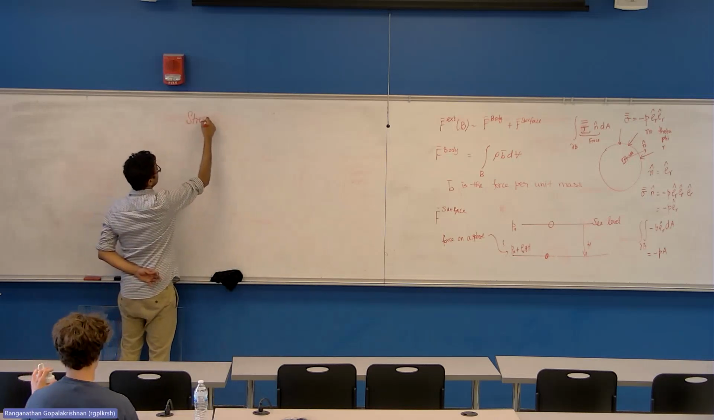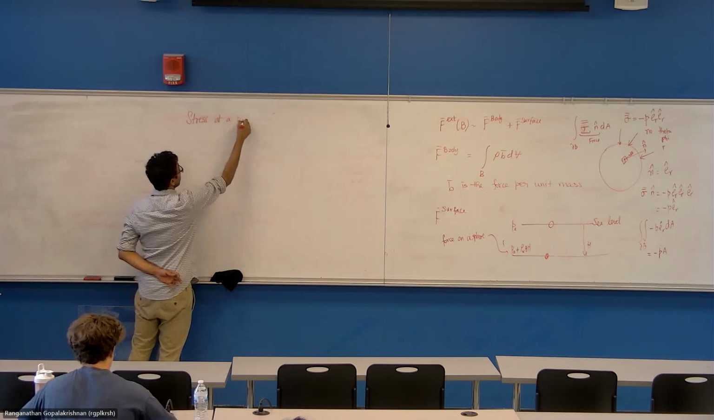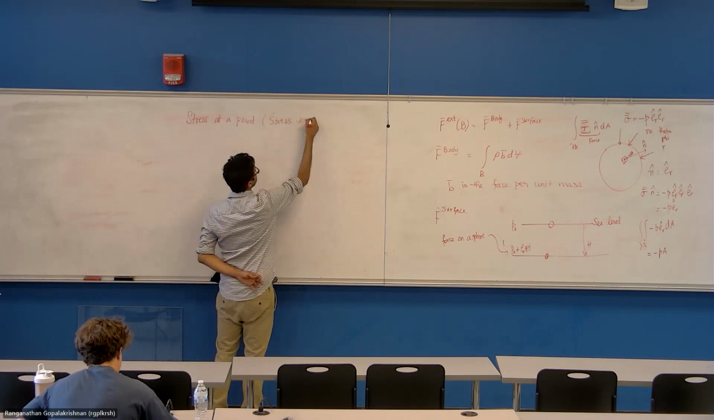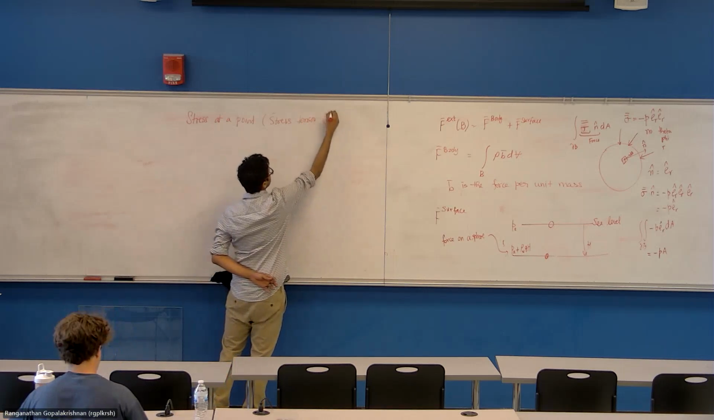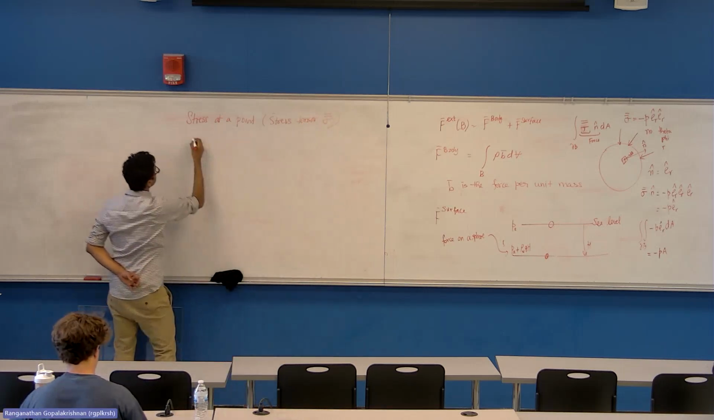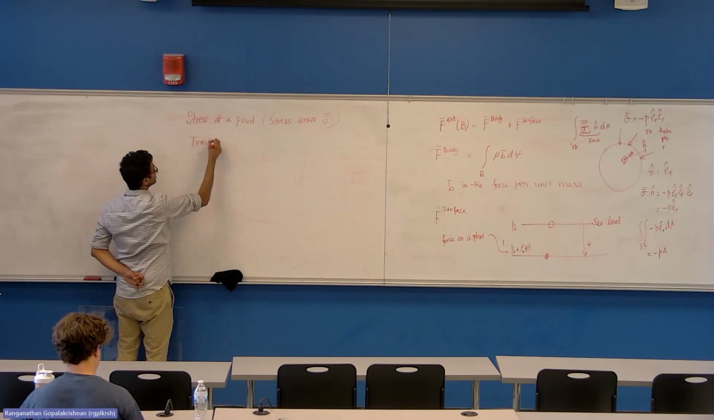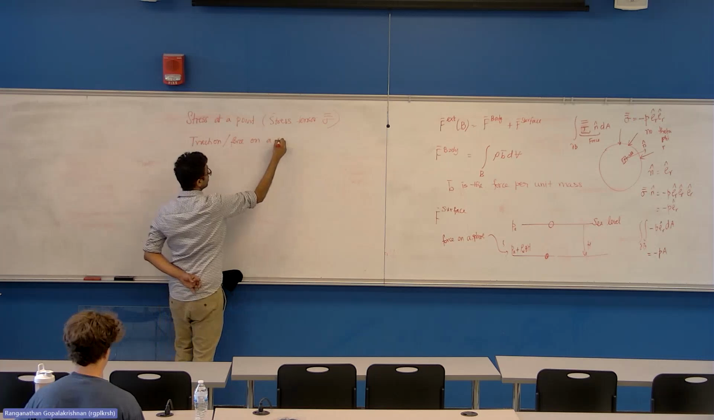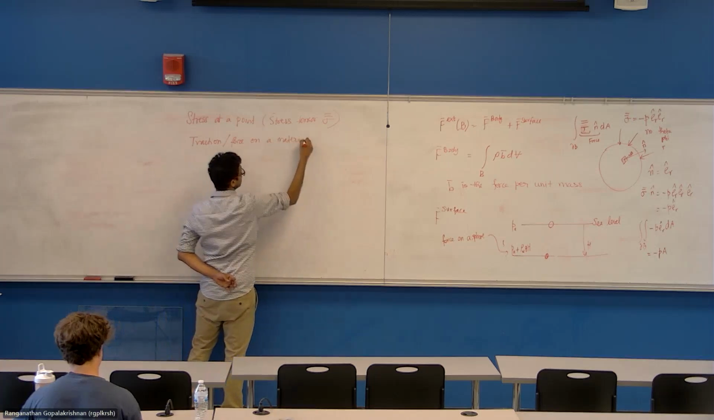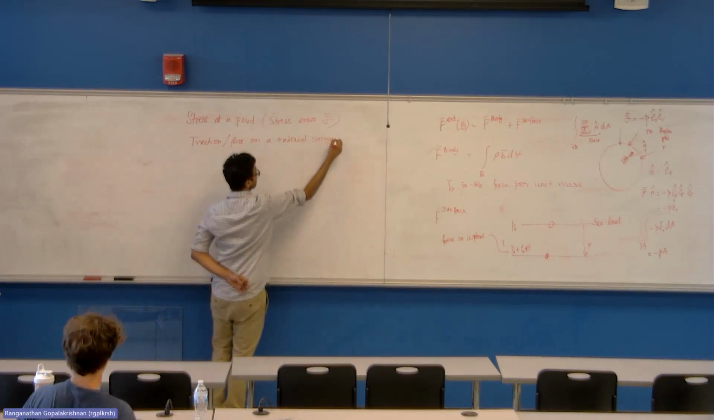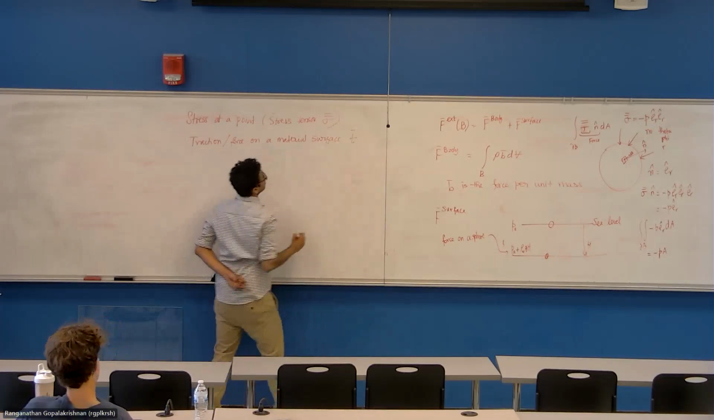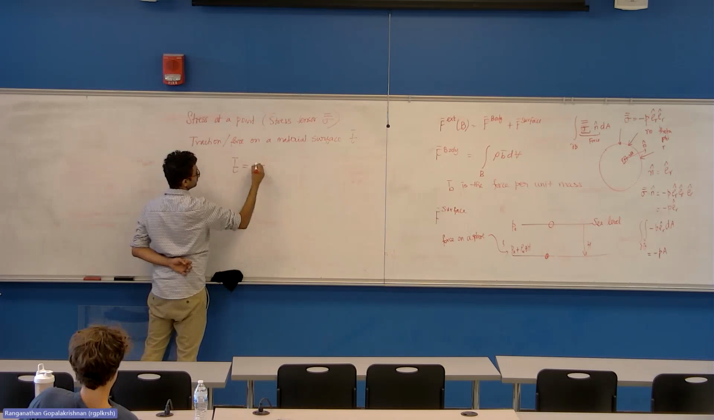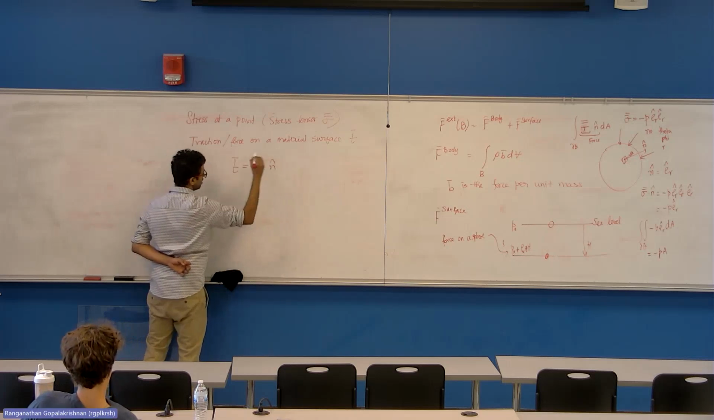So stress at a point, or the stress tensor, and traction or force on a material surface T. And the important breakthrough relation we are going to learn is T is equal to sigma dot n.